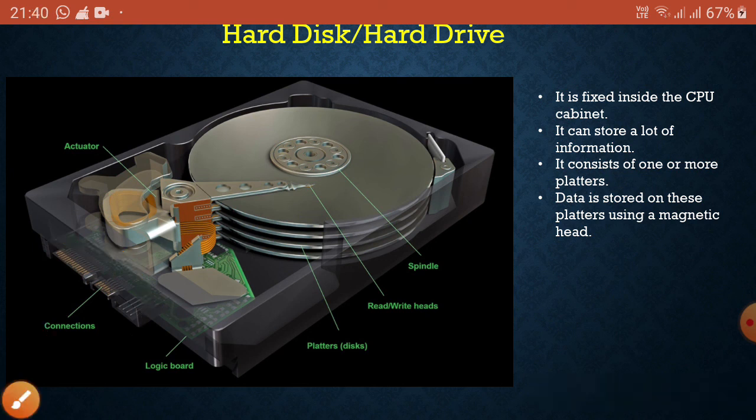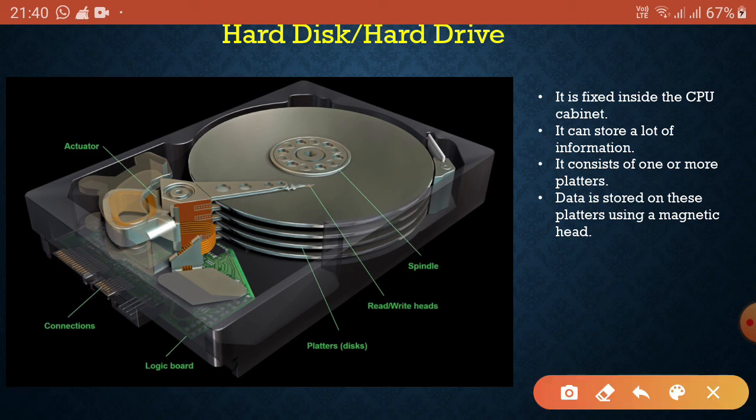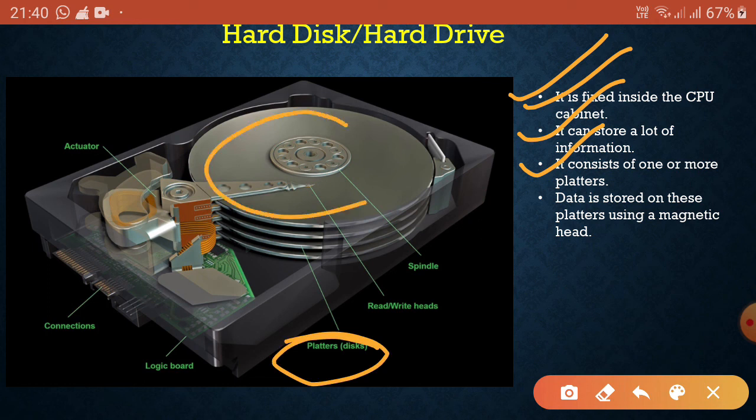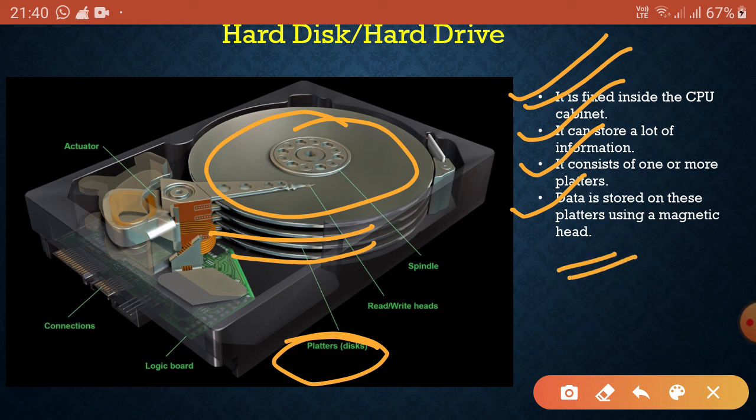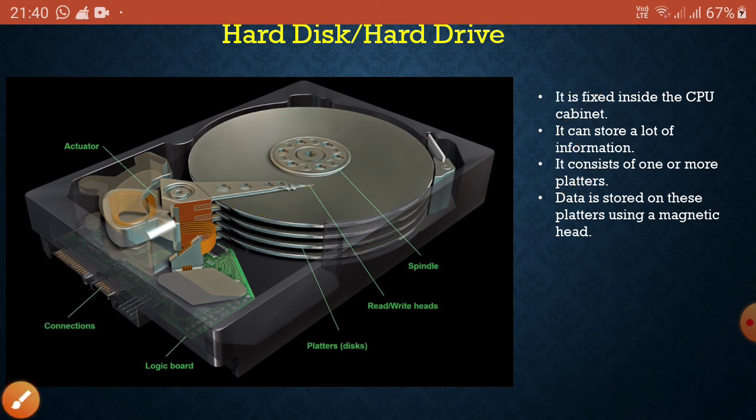Got it? So the points are, it is fixed inside the CPU cabinet. It can store a lot of information. It consists of one or more platters, that means disk, already told. These are the disks, one by one. Data is stored on these platters using a magnetic head. This is the read write head.